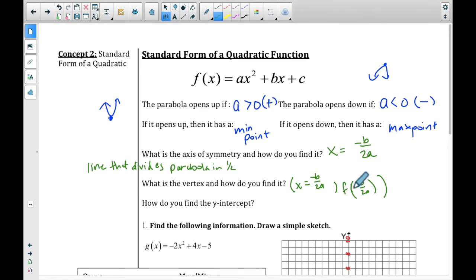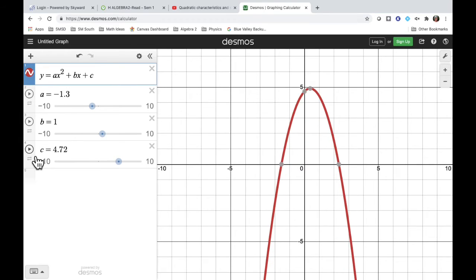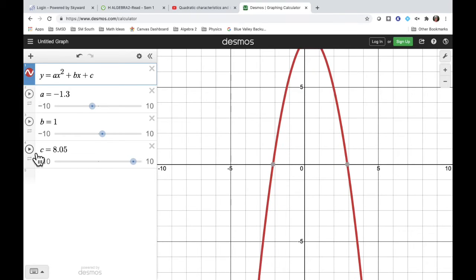How do you find the y-intercept? The y-intercept is easy. Let's go back to Desmos for a second. Okay, notice right now where my y-intercept is. Look at my a, b, and c numbers. What if I move some things around? What if I want to drag this upwards a little bit? The way I'm going to do that is I'm going to set this one in motion. And so now it's at 4.72. Y-intercept is at 4.72. Notice it's not the vertex.